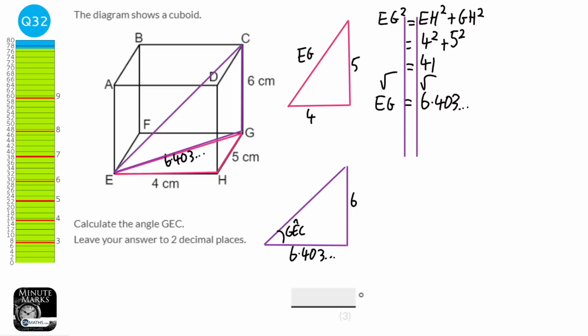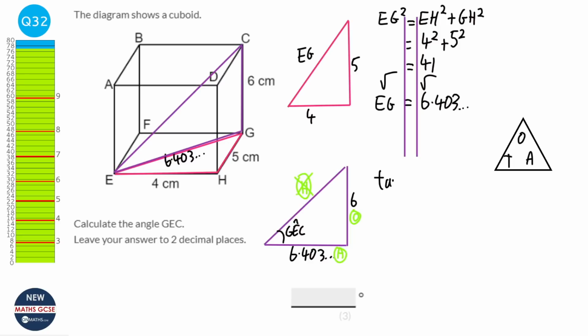Now, to work out what GEC is, it's not going to be Pythagoras anymore, it's going to be trigonometry, because we're looking for an angle. So we first of all label the sides. We've got the opposite, the adjacent, and the hypotenuse. We're not using the hypotenuse at all, but we are given the opposite and the adjacent. So it is going to be TOA, and you should know this off by heart, that the TOA shows us that the opposite will be over the adjacent.